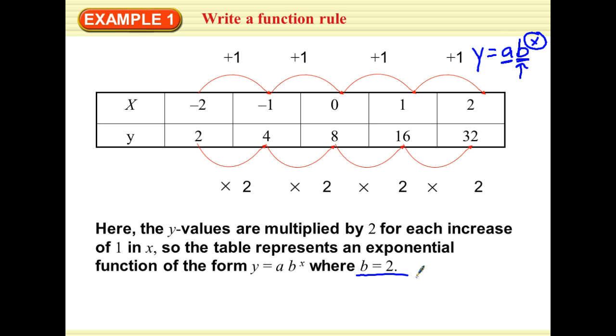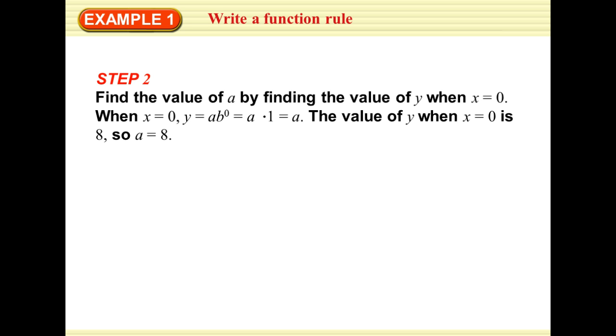So I know that y is going to be equal to 2 raised to some power. And the number x here is the number of times that I'm multiplying by 2. All right, so then what we've got to do is figure out what a is. So what we're going to do is find when x equals 0.